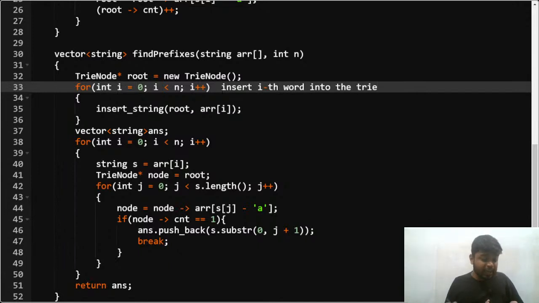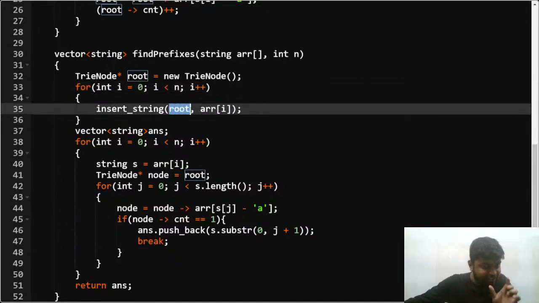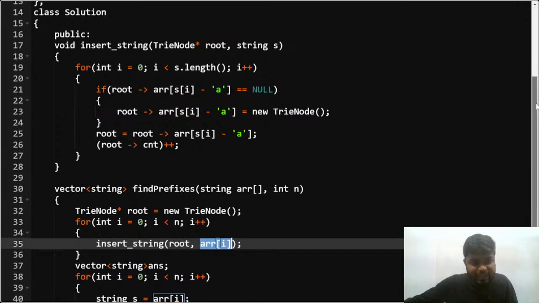What does it mean? It means that first of all maybe I'll insert dog, then I'll insert duck, like this, one word by word I'll be inserting it into the trie. So this is the insert function that I've made, in which first of all I'll be passing the root as the current root, right? And I'll be passing the word. What I'll be doing here, let's check out.